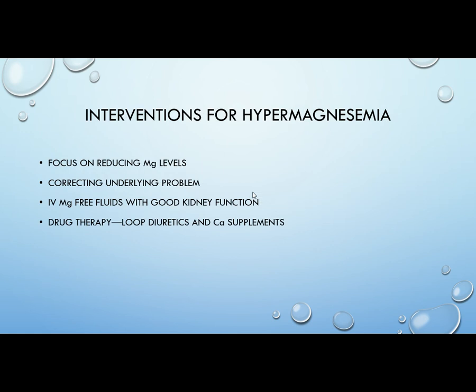Interventions for hypermagnesemia: you want to focus on reduction of the magnesium level, correcting any underlying problems, IV magnesium-free fluids with good kidney function, and drug therapy such as loop diuretics and calcium supplements. You want to stop all oral and parenteral magnesium. Magnesium-free fluids will dilute and flush out the excess magnesium. Loop diuretics are going to help flush out the excess. And you can give them calcium supplements, which will reverse cardiac effects of this condition.